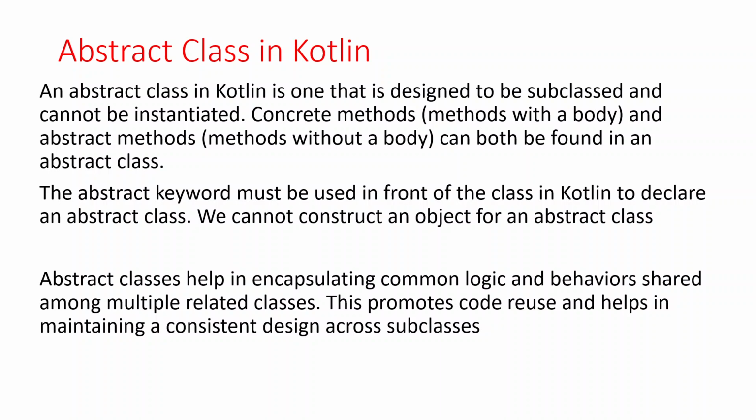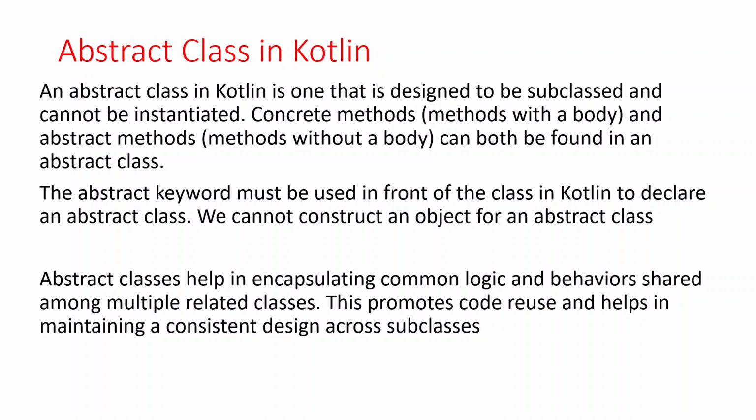An abstract class in Kotlin is one that is designed to be subclassed and cannot be instantiated. That means we cannot instantiate an abstract class. It can contain concrete methods, methods with a body, and abstract methods without a body. The abstract keyword must be used in front of the class to declare an abstract class. We cannot construct an object for an abstract class. That means we cannot create an object of an abstract class.